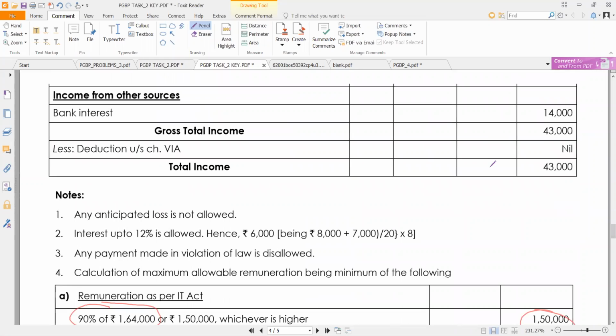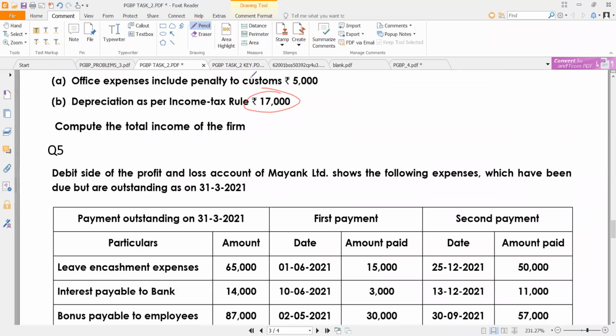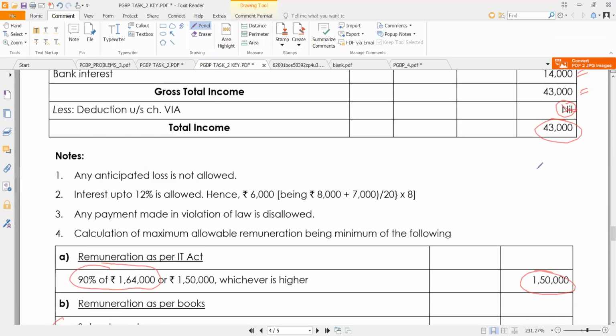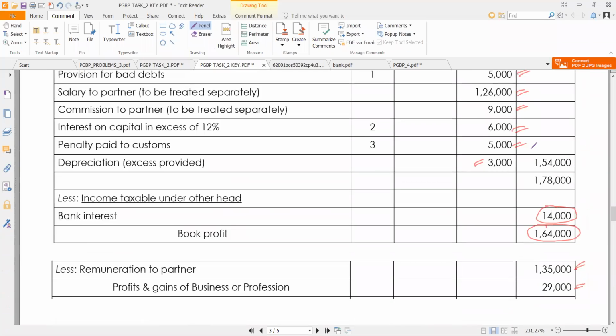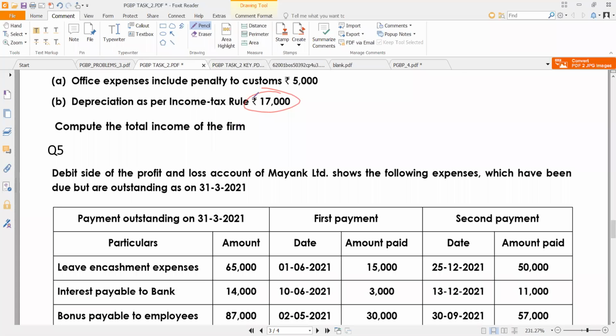That is the answer. And of course, the question was asking not only PGBP, it was asking total income of the firm. Just for general understanding, bank interest is taxable under income from other sources. So that is gross total income 43,000. Since no information is given about any deductions here, total income also is 43,000. That's all. So that is the solution for question number 4.